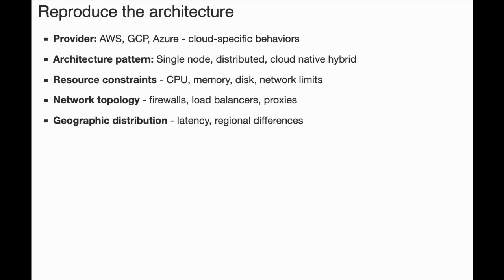Resource constraints, like CPU, memory, disk, network limits. Problems that are invisible with abundant resources become obvious under load. Memory leaks, CPU spikes, disk I/O bottlenecks, these often only occur when resources are limited. Network topology. Although we don't provide direct support for the network setup, it's useful to test whether this may be a contributing or causing factor. And we might also want to consider things like geographic distribution, which can impact latency, and there might be regional differences.